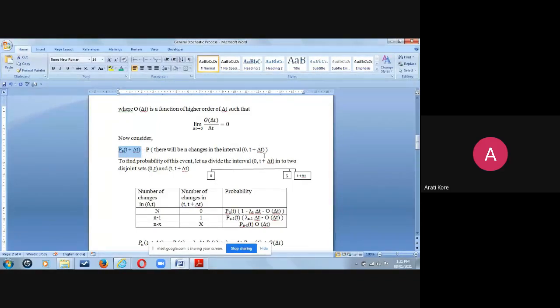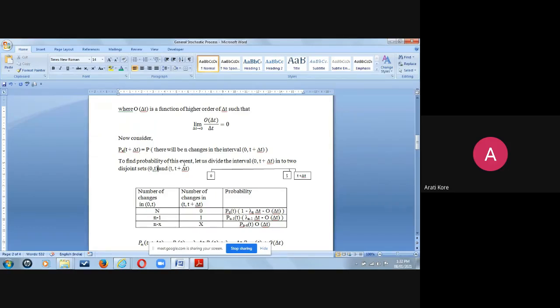Are you getting the difference? Pn(t) means n changes from 0 to t. Now I am writing Pn(t plus delta t), which means there will be n changes in the interval 0 to t plus delta t, right? Because here I am looking at the time point t plus delta t. Okay, now I want this particular probability Pn(t plus delta t). What is the probability that the stochastic variable X(t) takes value small n at time t plus delta t?